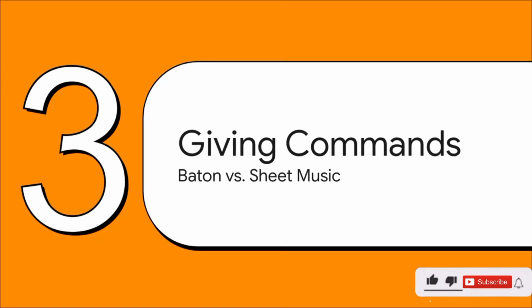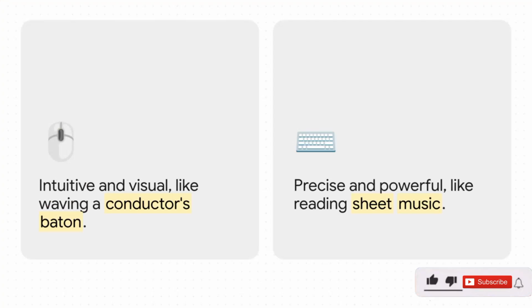Okay, so the conductor's on the podium, baton at the ready. How do we, the user, tell it what masterpiece we want it to play? Well, there are two main ways we communicate our commands. So on one hand, you've got the GUI, the graphical user interface. That's the world of windows, icons, and buttons we're all super familiar with. It's like waving the conductor's baton.